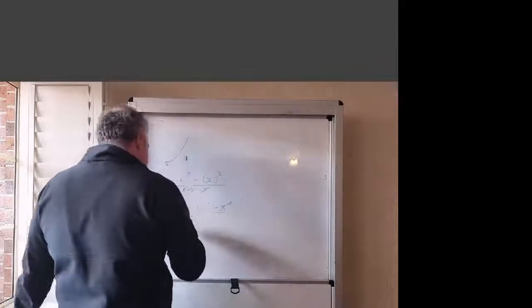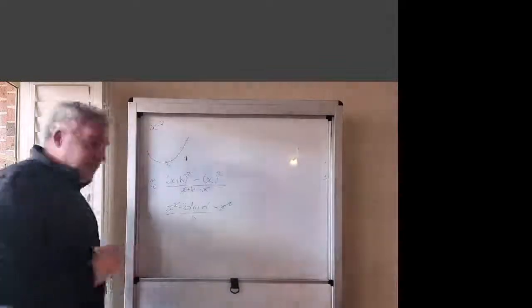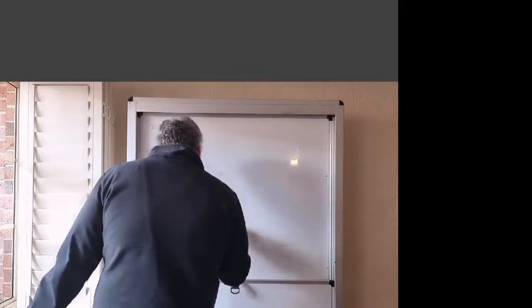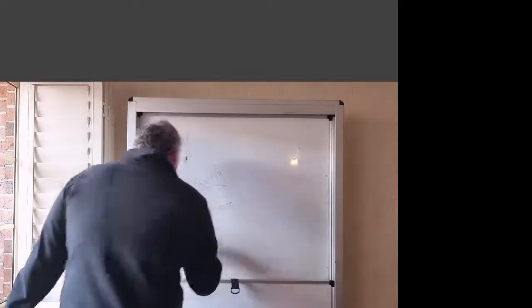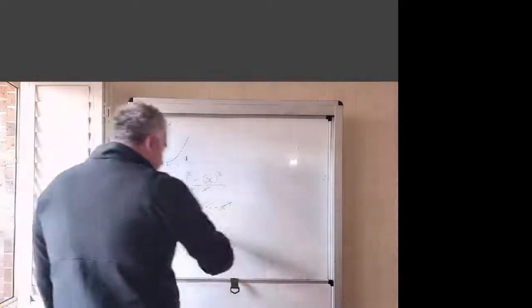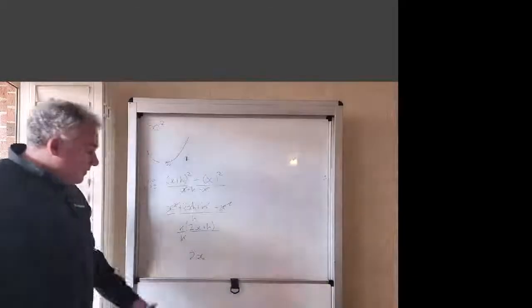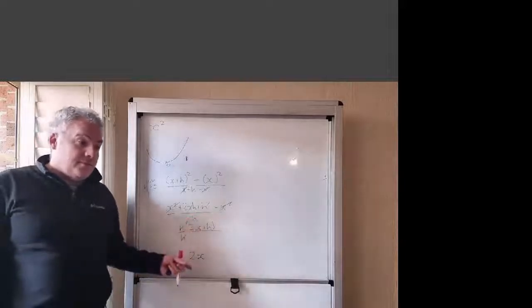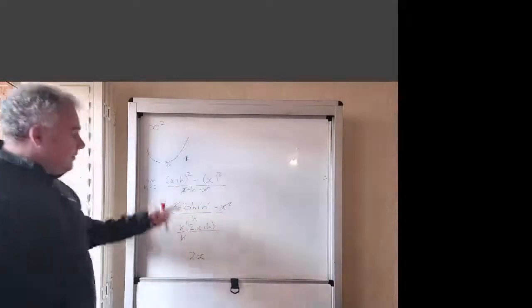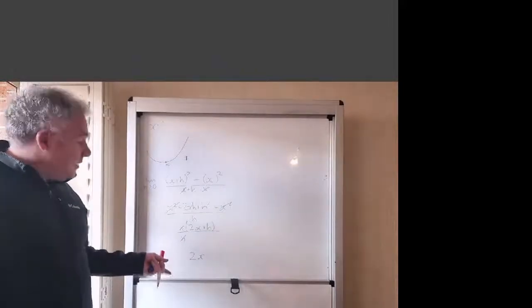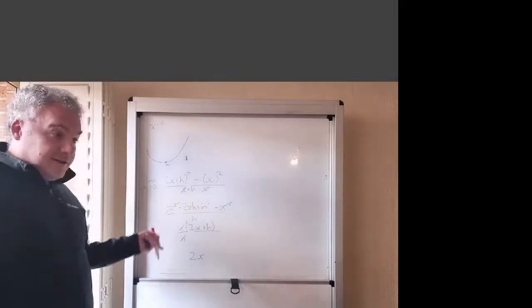Our x squareds cancel. I forgot to put an h there. And we're left with h outside of 2x plus h. H on top of h cancels out. We're left with 2x plus h, so 2x as h goes to 0. Now this is a long process to do every single time when you're finding a derivative.